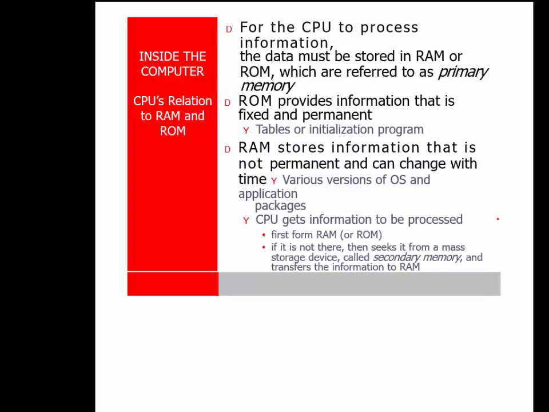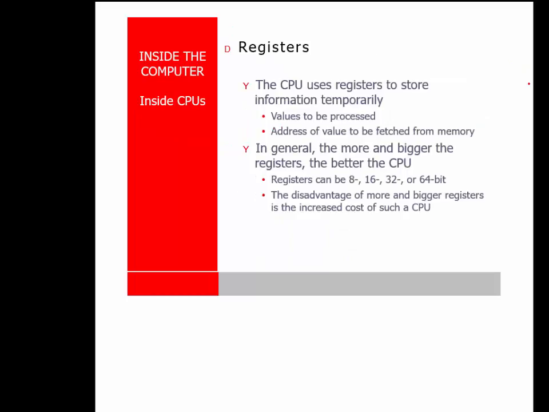So okay, for the CPU to process it, it has to be stored in primary memory. Primary memory is both ROM and RAM. ROM provides permanent storage, fixed and permanent. Again, we just talked about that.